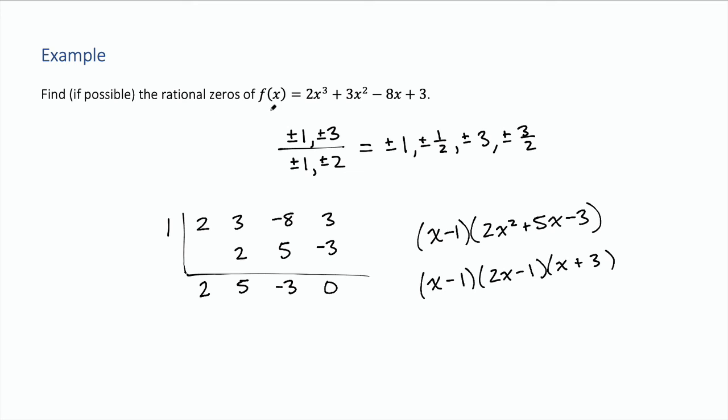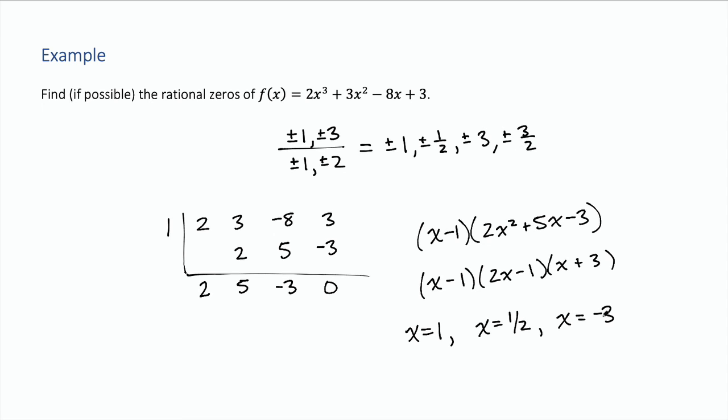And so to get our zeros, well, we have x equals 1. And then for this, if we set that equal to 0, we get x equals 1/2. And if we set this last one equal to 0, we get x equals negative 3. And you'll notice, of course, that all of these are in that list that we generated from our rational zeros test, or rational zeros theorem.